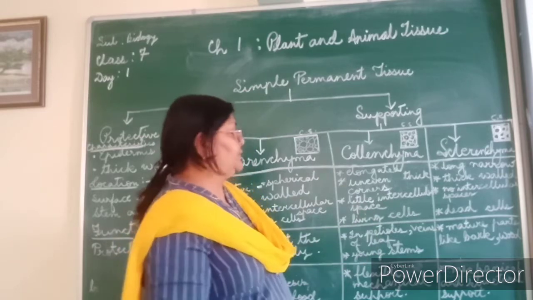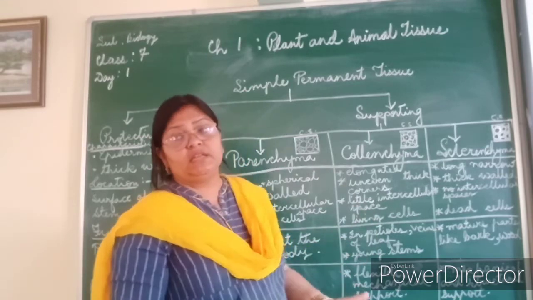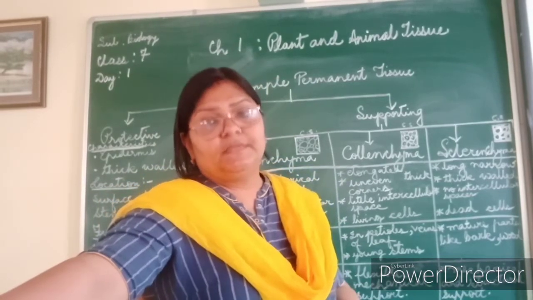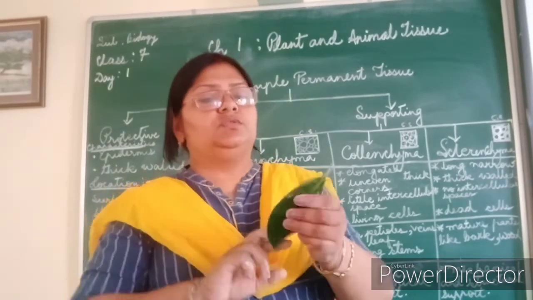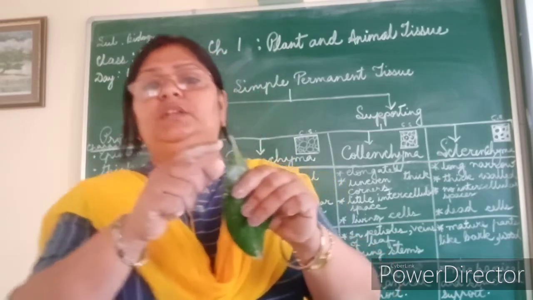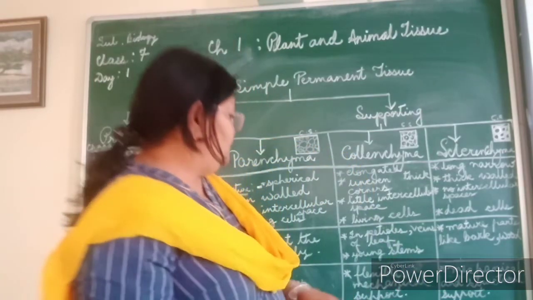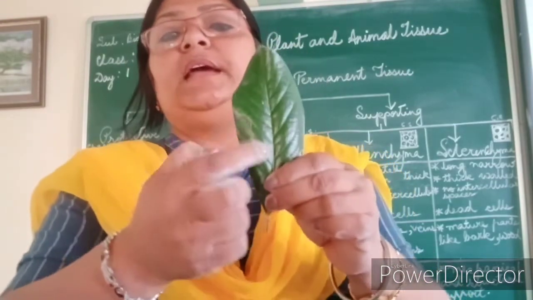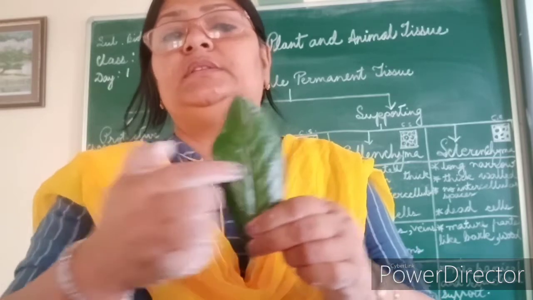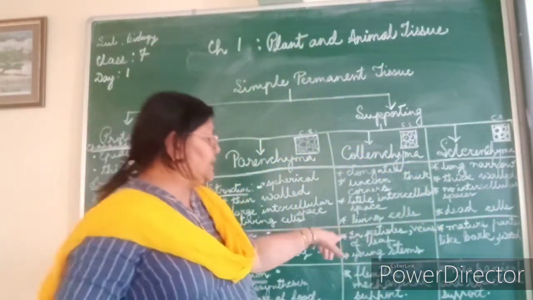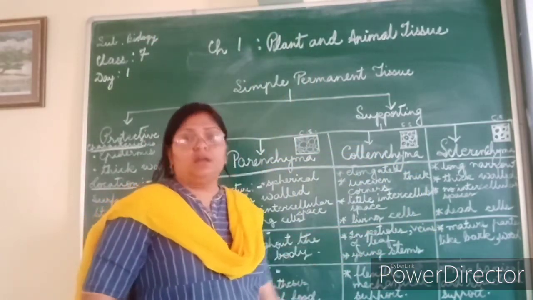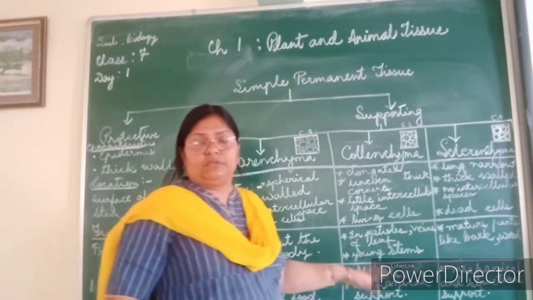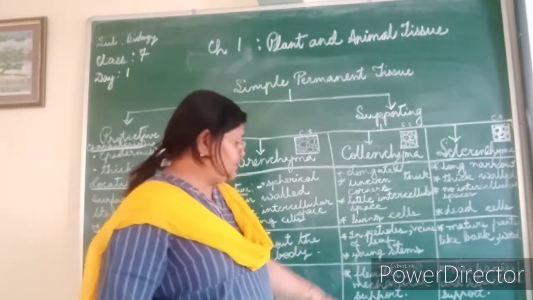Collenchymatous tissue. Where is it found? It is found in the petiole. Where have we studied about petiole? In the leaf, the leaf stalk. So it is found in the petiole of the leaf, and it is also found in the veins of the leaf. Remember the veins, these lines, the midrib and the veins. So the collenchymatous cells are found both in the petiole and veins of the leaf, and also in some young stems.